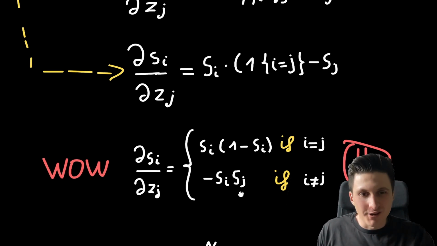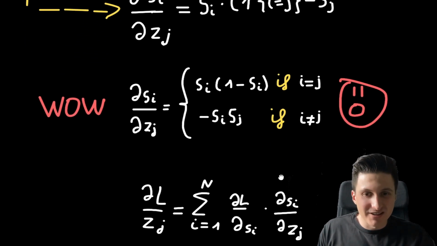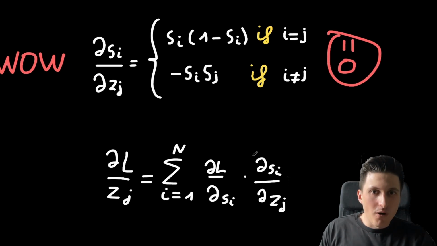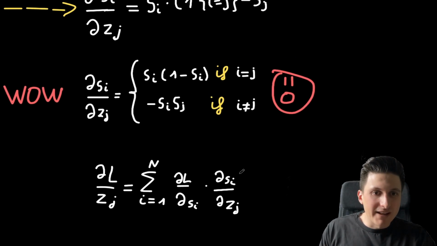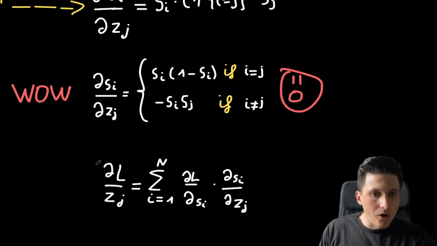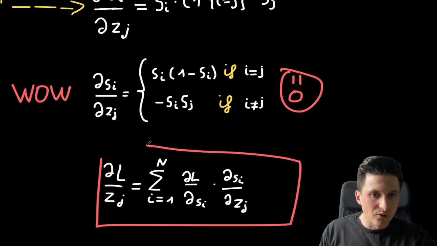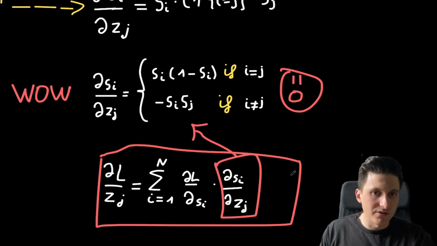And I'm very thankful to Thomas for deriving this for me, as we now have a very easy method of implementing our credFn. We just need to use this formula, and for this part, Si with respect to Zj, we can just use this formula, which just depends on some softmaxes.